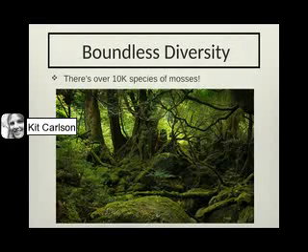We know that there is this boundless diversity of plants. We haven't even scratched the surface probably of the diversity in plants. For example, we know there's over 10,000 species of moss. Many of these moss species have not yet been identified.